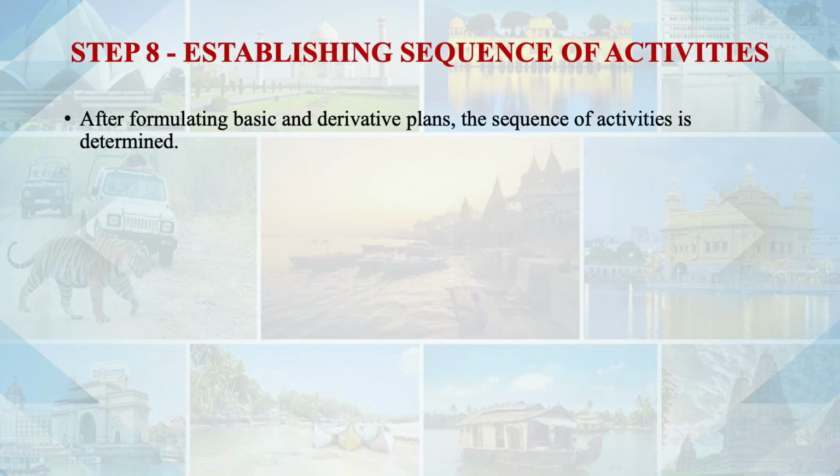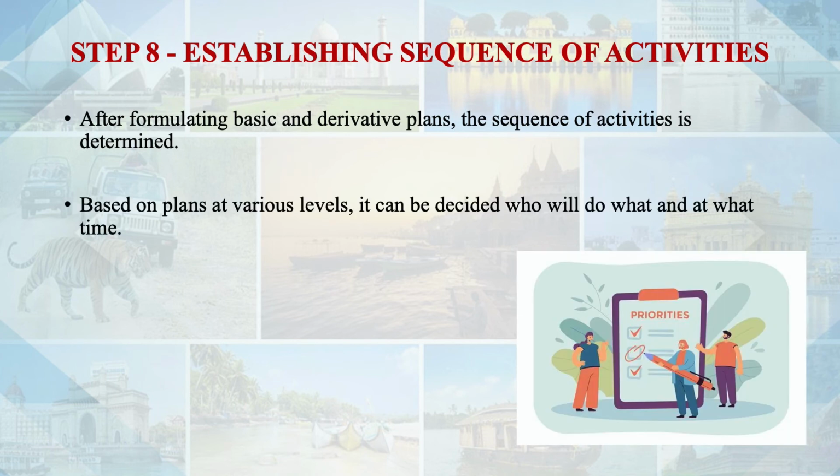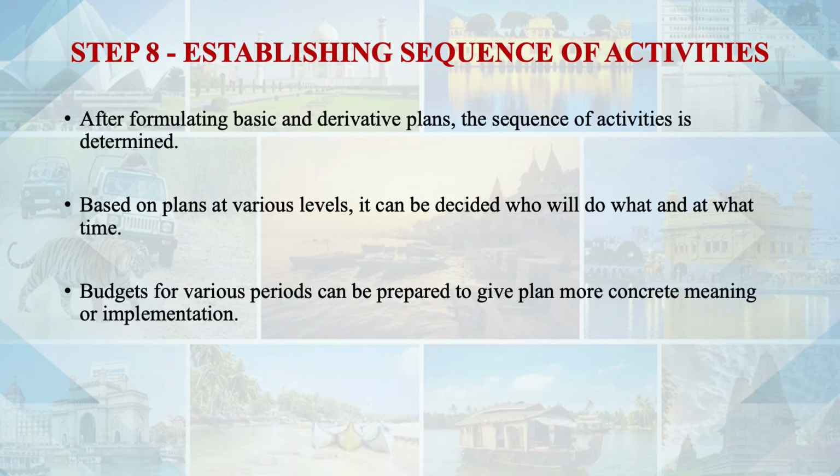Finally, at step number 8, the task is to establish the sequence of activities. So after formulating the basic and derivative plans, the sequence of activities is determined. Based on the plans at various levels, it can then be decided who will do what and at what time. In addition to this, budgets for various periods can also be prepared to give the plan more concrete meaning for implementation. So a good sequence of activities will ensure that the implementation is perfect.